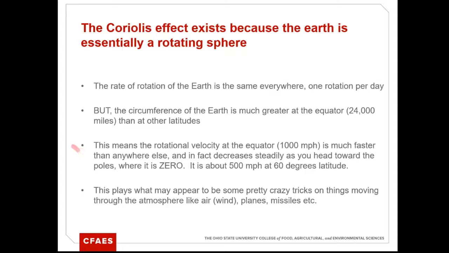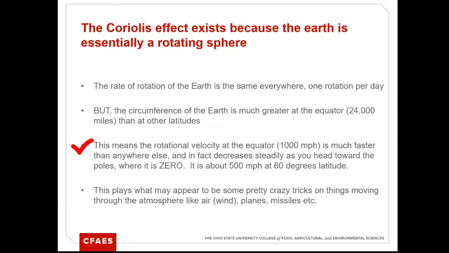But the point is the rotational velocity at the equator, because it's so much further around, 24,000 miles, and it turns that in one day, that means the rotational velocity there is 1,000 miles an hour. All right, that's faster than anywhere else. And it decreases steadily as you head toward the poles where it's zero. I mean, if you're literally standing at the pole, you're not rotating. You're on the axis on which the Earth rotates. So at the pole itself, you're not spinning.